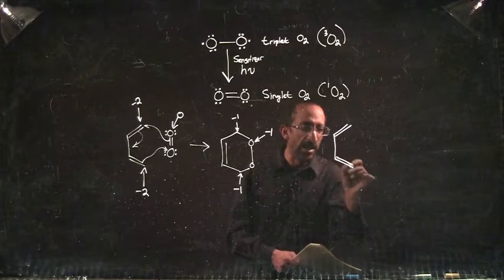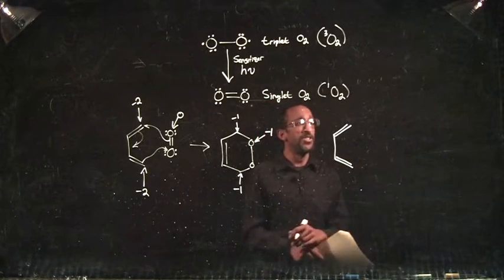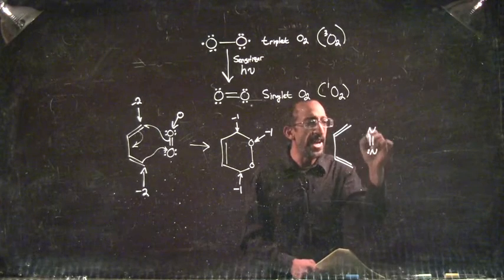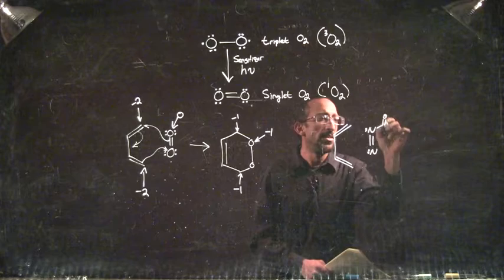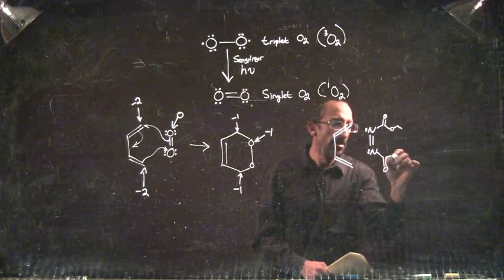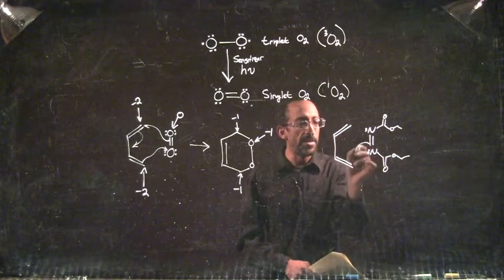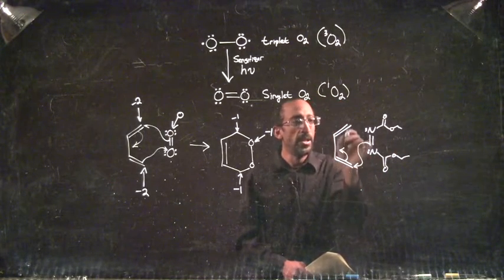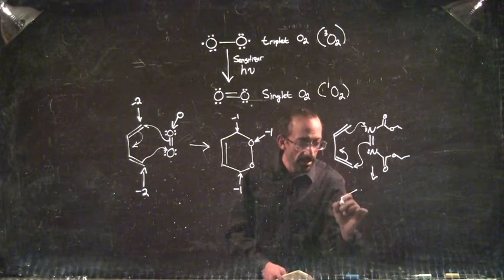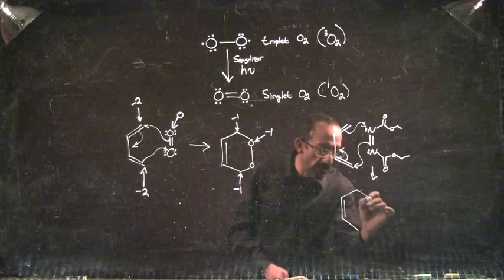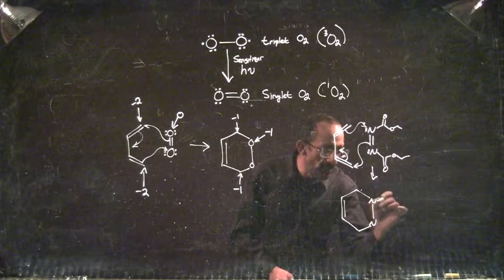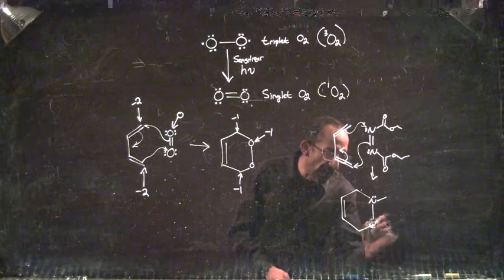Similarly, we can do the same thing with DEAD. It's not just for Mitsunobu reactions. So if we take a look at DEAD, it can undergo the same type of a Diels-Alder process with a diene to give this type of molecule where we have added both of those nitrogens to our dienophile.